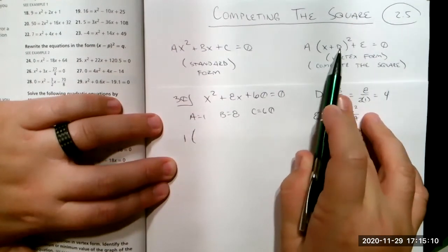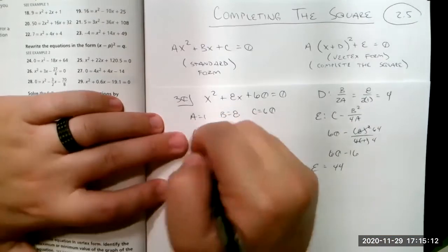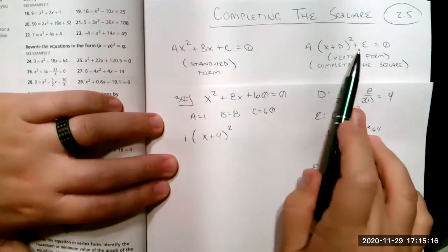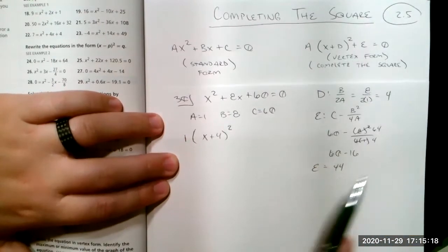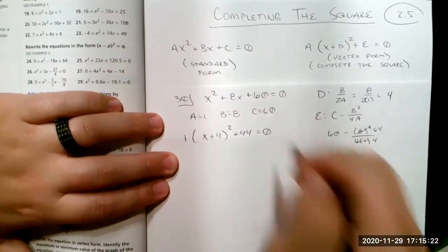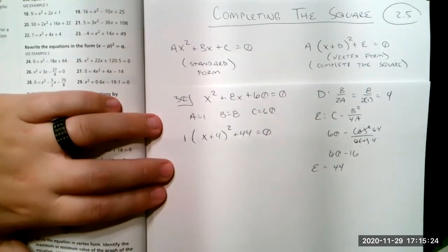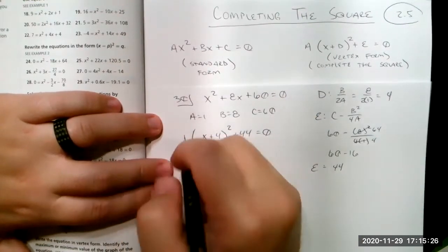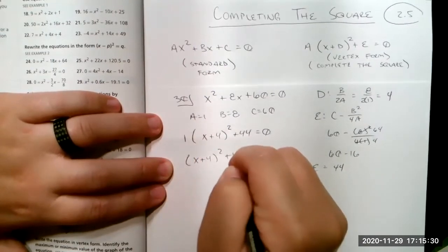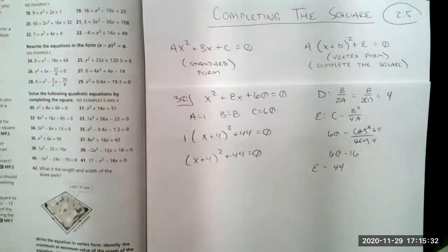Parentheses, x plus D. We found out that D was 4. So x plus 4 squared. And then on the outside, plus E. We found out E was 44. So plus 44. So for me personally, I would not write 1. I would just leave it blank as x plus 4 squared plus 44 equals 0.